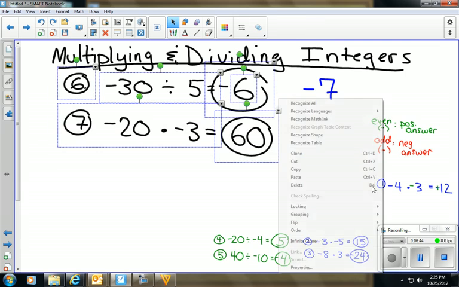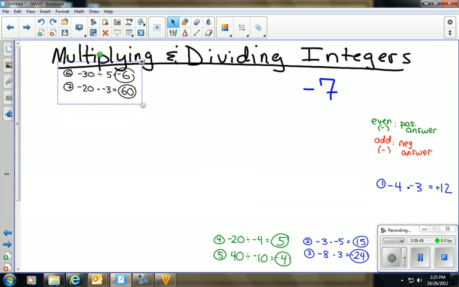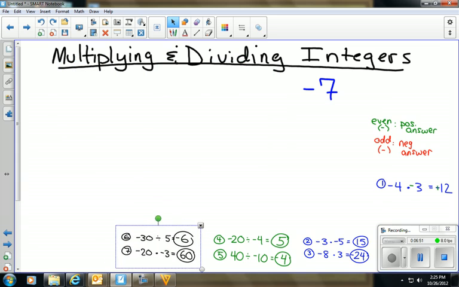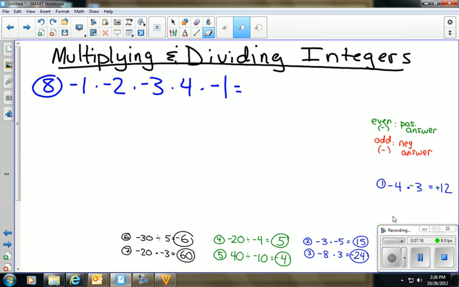Now I'm going to give you guys one more set of problems, but in this set of problems, we are going to look at multiple steps. So let's say in this problem, number 8, we have negative 1 times negative 2 times negative 3 times 4 times negative 1. What does that equal?